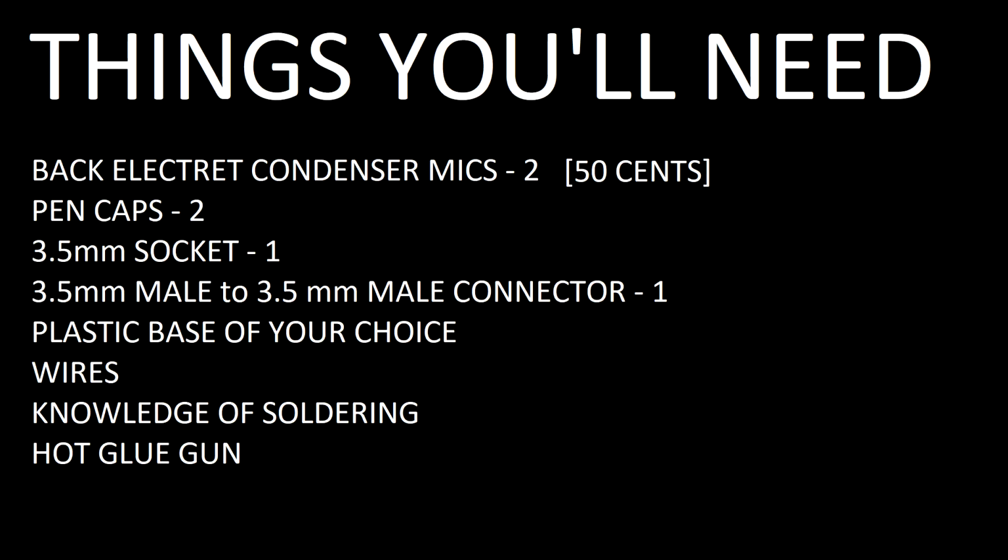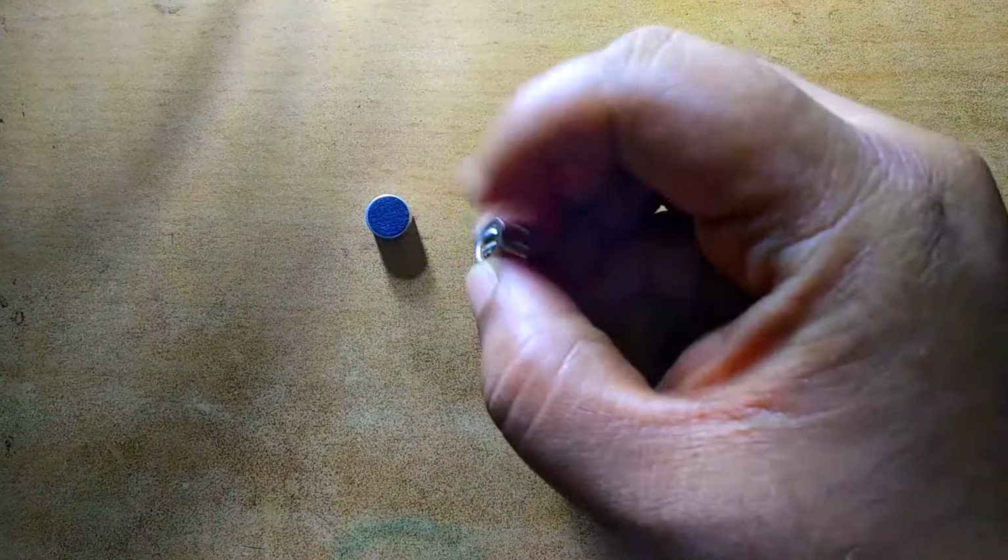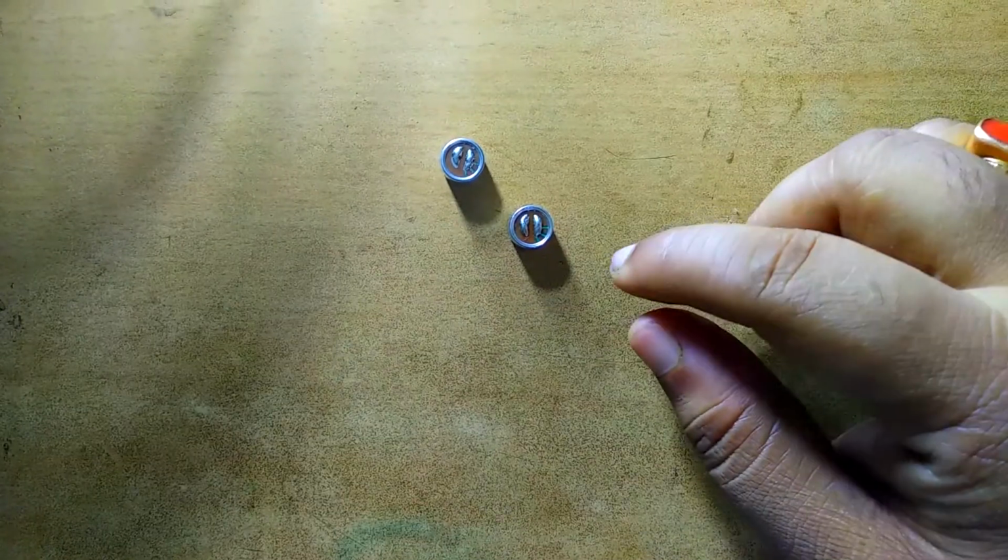This is what you are gonna need for the project. You need two back electret condenser mics, two pen caps, one 3.5mm socket, 3.5mm male to male connector, and a plastic base of your choice, and some wires for soldering. Now take these electret condenser microphones. These are the heart of the project.